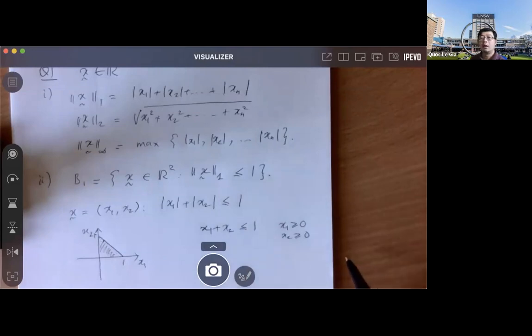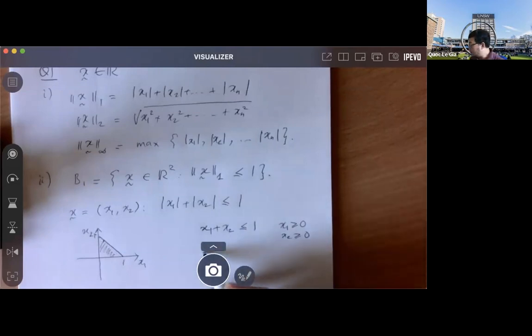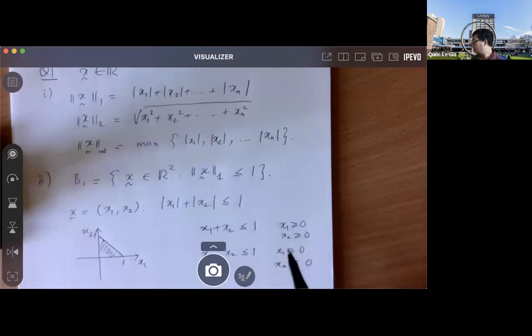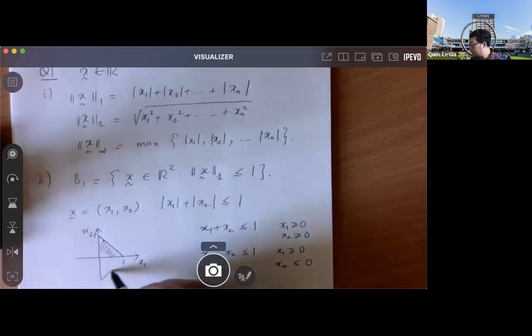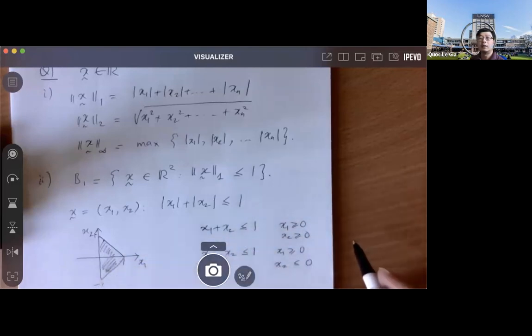Okay. And then it will be x1 minus x2 less than or equal to 1, if x1 is positive, x2 is negative, right? Because remember the absolute value of a negative number, you just take minus of that, so it becomes positive, right? And then x1 positive, x2 negative will be this region. So if you plot this one, you get the second region. Minus 1 here.